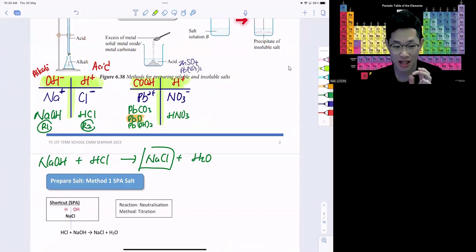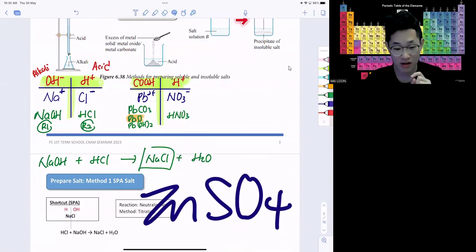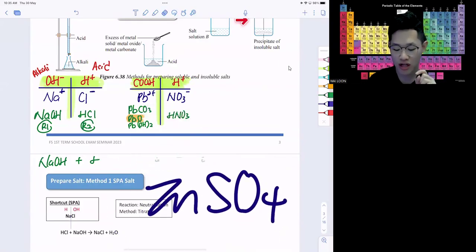Okay, can we try? I will be giving you some salt now, and you have to tell me the reactant. You only have to give me one. Just give me one. We just try with the zinc sulfate salt we want to make just now. If I want to make zinc sulfate salt, guys, what are the two reactants needed to make zinc sulfate?